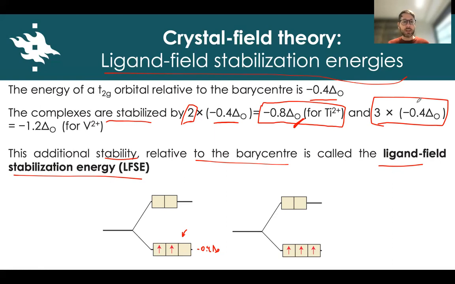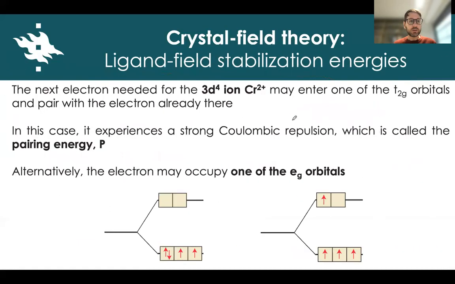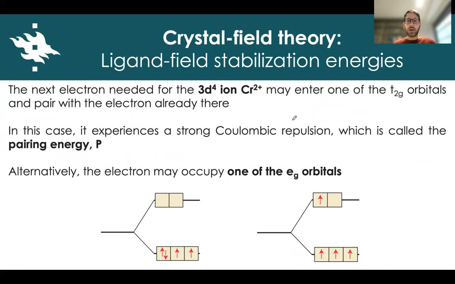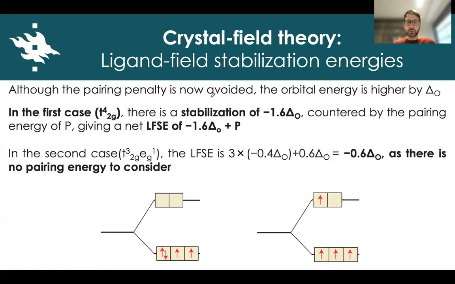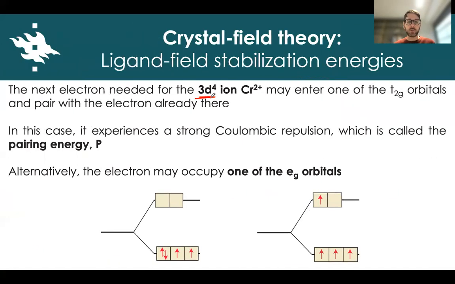All right, so we can say that the complexes of 3D2 and 3D3 configurations will be stabilized by minus 0.8 times the ligand field splitting parameter, or minus 1.2 of the ligand field splitting parameter, in the octahedral geometry. Okay, so let's now look at another scenario in which we have a 3D4 configuration. So we have 4 electrons to distribute in the 3D orbitals of the metal atom.